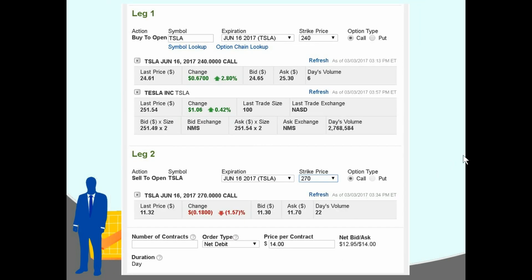Here's another example. Tesla, currently selling at $251.54 per share. Bought the 240 call option in the money, sold the out of the money 270 call option, and look at that. The Tesla went up today, and the in the money call option behaved as it should. It went up. The out of the money call option went down. Even though Tesla stock went up today, the out of the money call option went down.